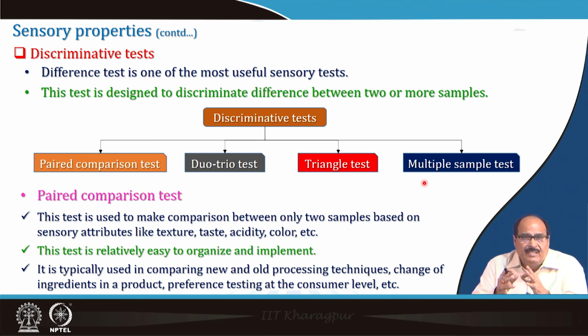Paired comparison test is used to make comparison between only two samples based on sensory attributes like texture, taste, acidity, color, etc. This test is relatively easy to organize and implement. It is typically used in comparing new and old processing techniques, change of ingredient in the product, preference testing at the consumer level, etc. Suppose there is already a standard reference beverage in the market and a new beverage has been produced. So, this paired comparison test can be used to compare the new with the old or reference one.